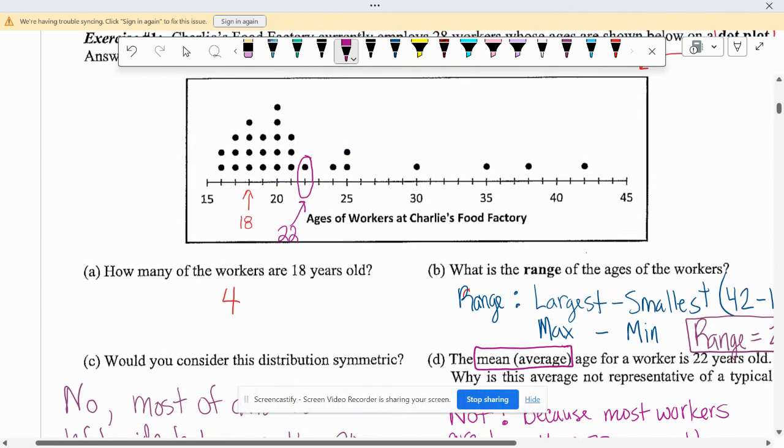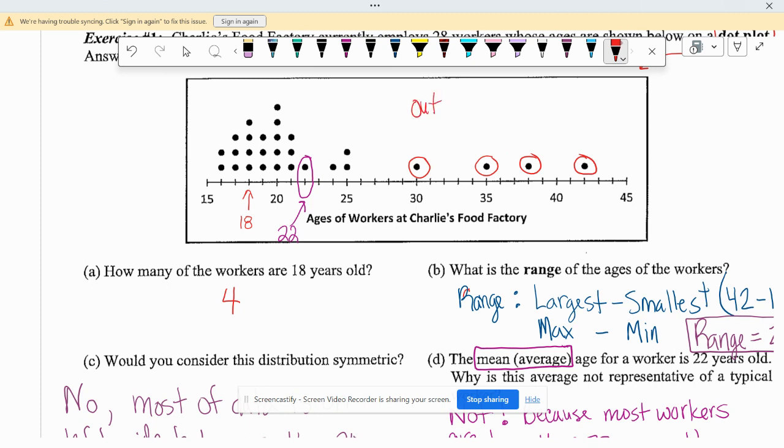Well, it's these numbers out here that are creating our average to be weird. What are these numbers called? Good job. These are outliers. These are outliers. That doesn't look very nice. Let's try that again.